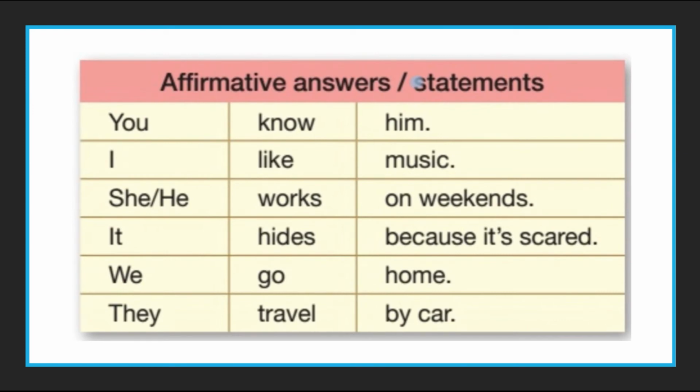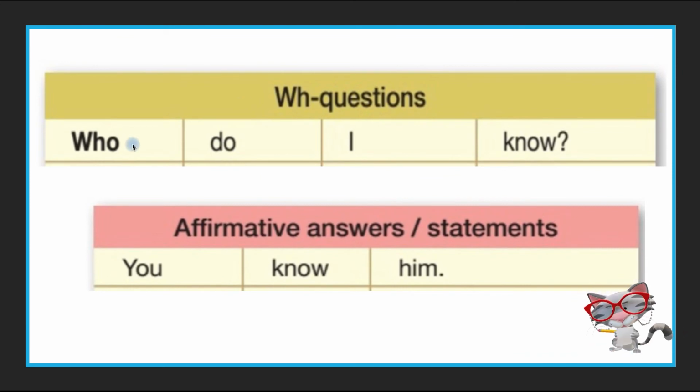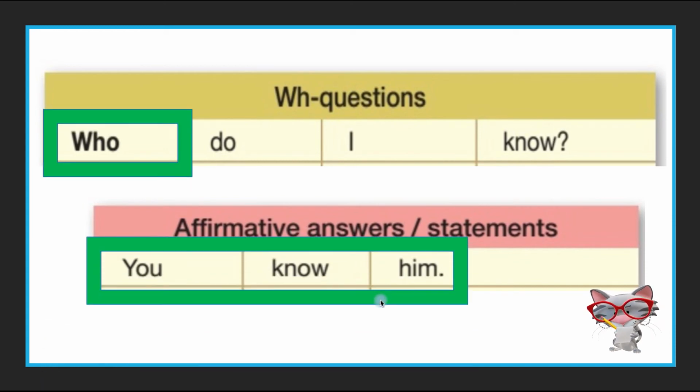Now, if you know the answer, you give them a positive, affirmative, yes answer or statement. A statement is a sentence, the full sentence. So these are affirmative, positive answers. So, who do I know? You know him. So that means, yes, I know him. I know who he is. Who is he? I know him. So him is the answer to who. Yeah, him is the cat's father. I know the cat's father.